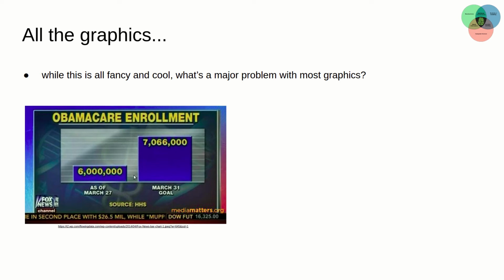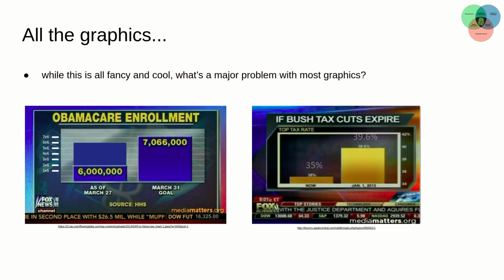And therefore, it makes the difference between the 2 columns look very large, when in truth, if we plotted them with scale correctly, as you should, you could see that the difference doesn't look quite as impressive. And similarly for this figure on the right, where one of the columns is 35% and the other one is 39.6%, but the difference looks a whole lot bigger.